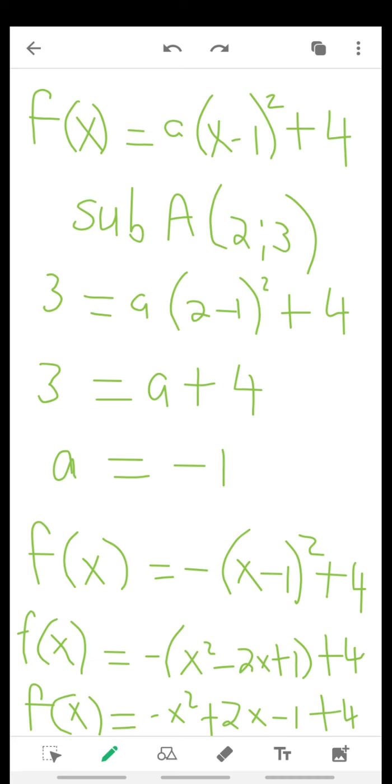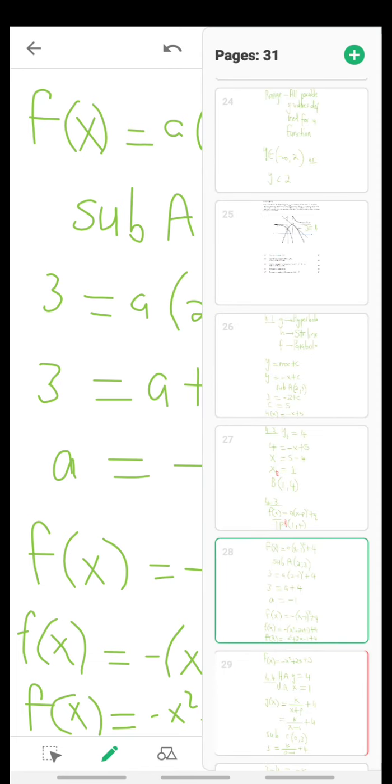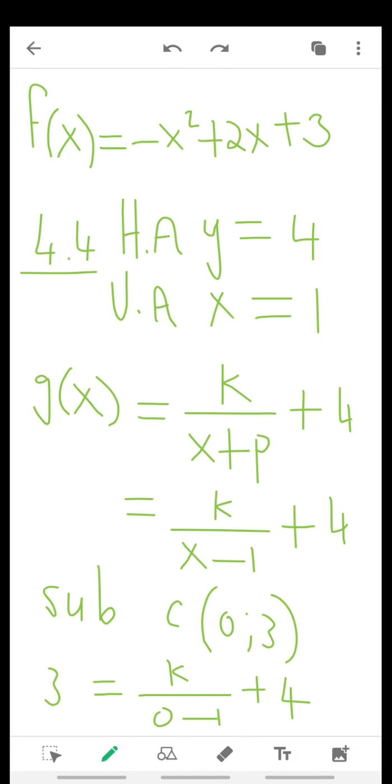So then I start by simplifying the square binomial. (x minus 1) all squared became x squared minus 2x plus 1. Then distribute the negative. I got minus x squared plus 2x minus 1 plus 4. And then when I add the like terms, the equation of f was minus x squared plus 2x plus 3. And we are done. Okay.